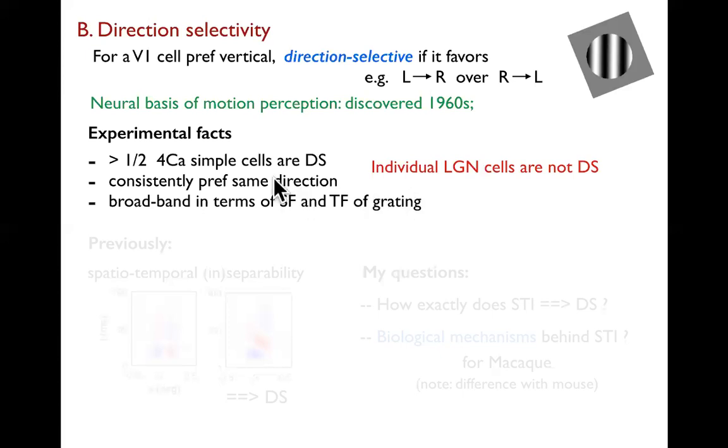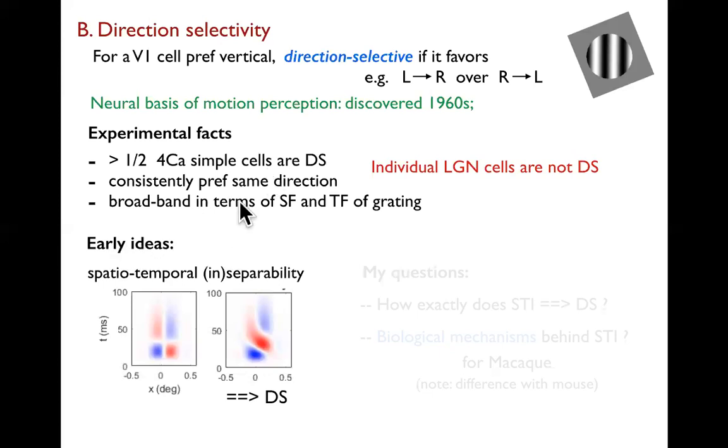And there's nothing between LGN and V1 cells. So the early ideas of explaining direction selectivity are focused on this idea of spatial temporal separability or inseparability, where X is space and T is time. So you show a stimulus here, and what is the reaction of the cortical cell? People said that this is separable, meaning that it's kind of independent, and this is inseparable, and this one corresponds to direction selectivity. And this is the kind of thinking that dominated a lot of the earlier work.